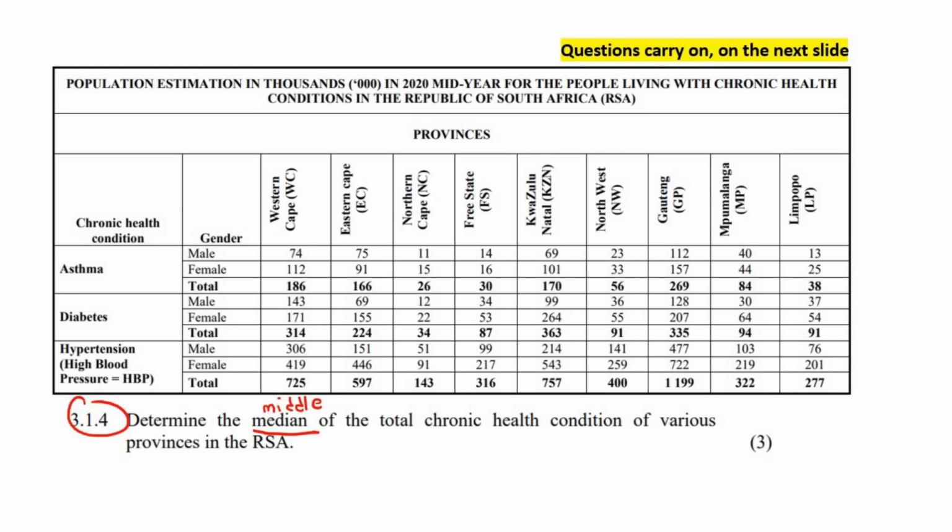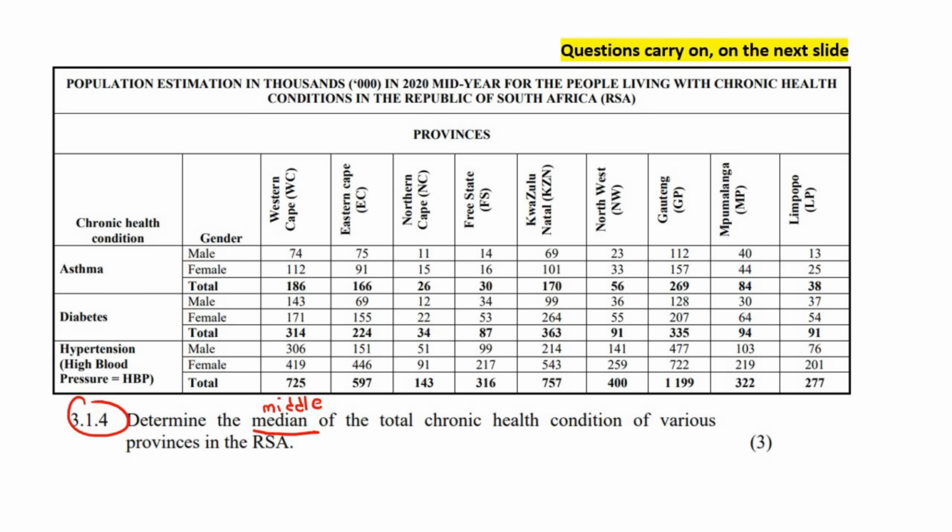This question says, determine the median, which is another name for the middle. Determine the median of the total chronic health conditions of the various provinces in the Republic of South Africa. Okay, now they have not asked about males only, females only, and they did not mention a specific chronic health condition like asthma or diabetes. They want everything. So they said determine the middle or the median of the total chronic health conditions for the various provinces. So we are going to have to go work out the totals for every single province.